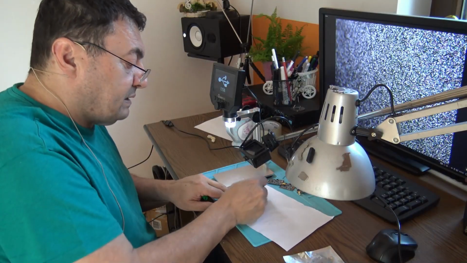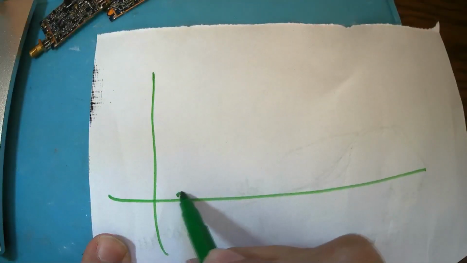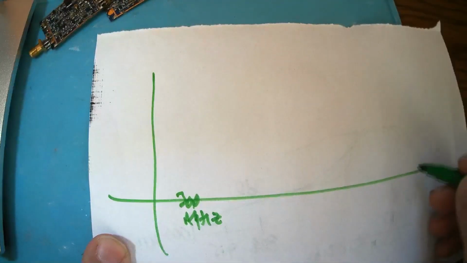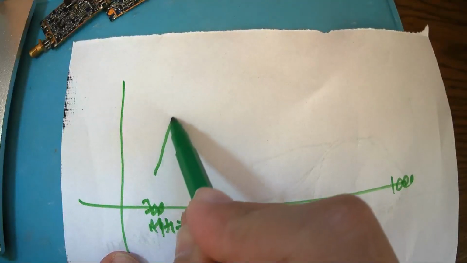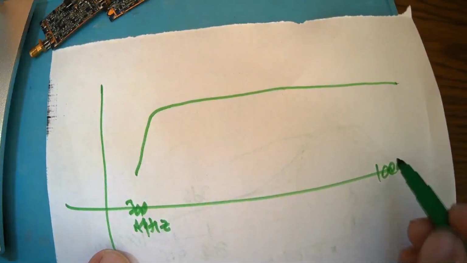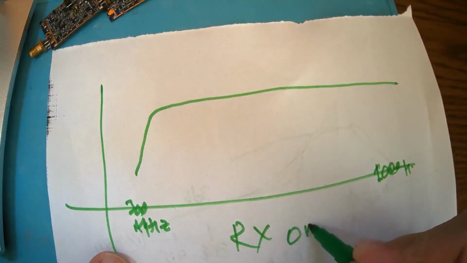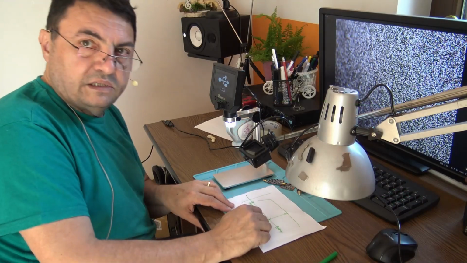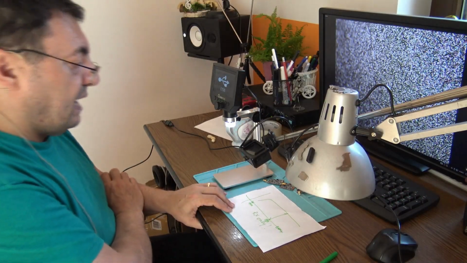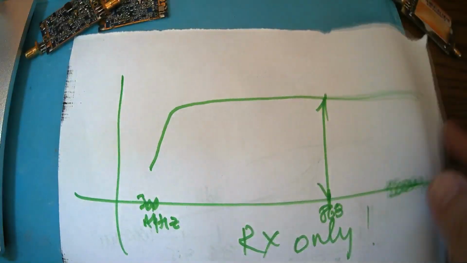Just removing some parts, simply removing some parts, then let's say 300 megahertz here and 1000 here. By removing some parts, we can make the amplifier almost linear, even higher than 1000 megahertz. But this is for RX only. We'll see in a moment with the nano VNA how much amplification we can get with these. If I have one working, yes, I think this one is working and it's even filtered.